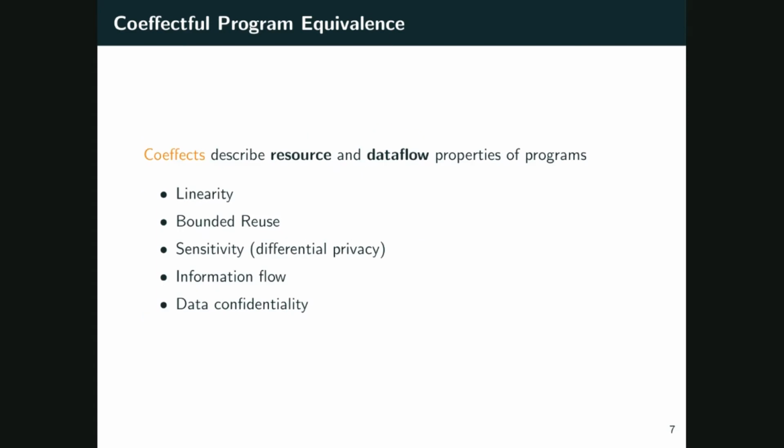So the kind of abstraction that researchers have introduced to understand these kinds of code manipulations is known as coeffects, and these are just ways to describe resource and data flow properties of programs. Well-known examples of coeffects are linearity, sensitivity as defined in differential privacy, but also information flow and data confidentiality.